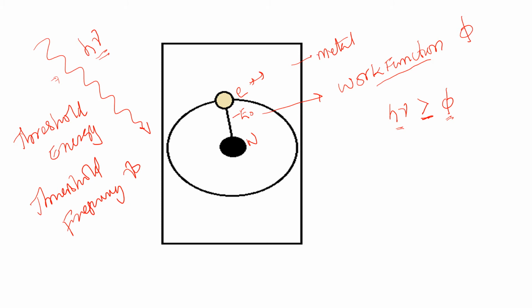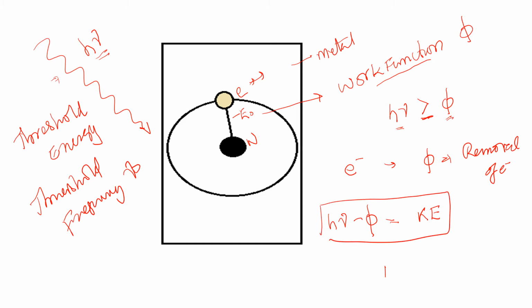the electron will be using the energy phi for removal of the electron. This energy will be used by this electron to get detached from this nucleus, and the remaining energy, that is h nu minus phi, that means phi already used from h nu, will be used by this electron to move, that is, it will be used as the kinetic energy of the electron, and this equation is given by Einstein.